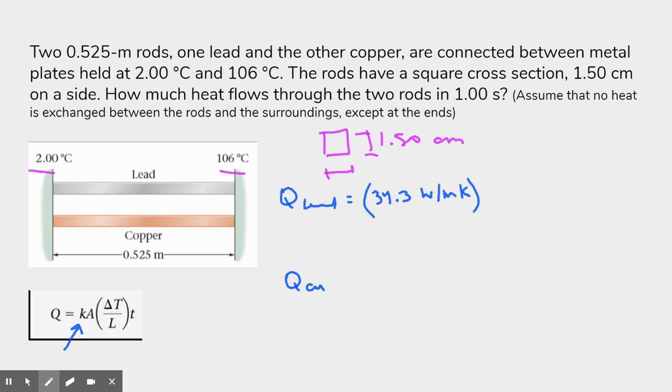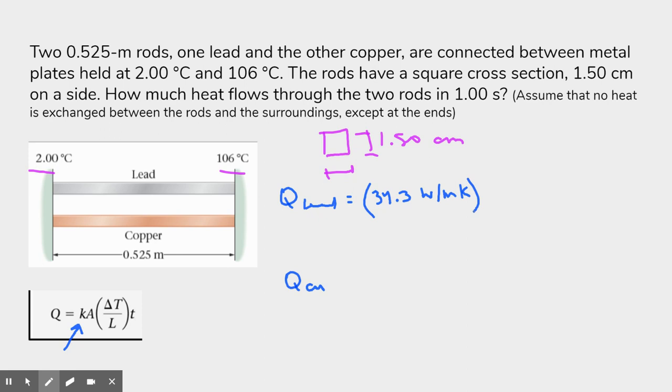Now we need the area. Well, they told us the side length, but we don't have an area, but y'all know how to find area. Area would just be length times width here. So 1.50 times 1.50 would give us the correct value. But notice this is in centimeters.